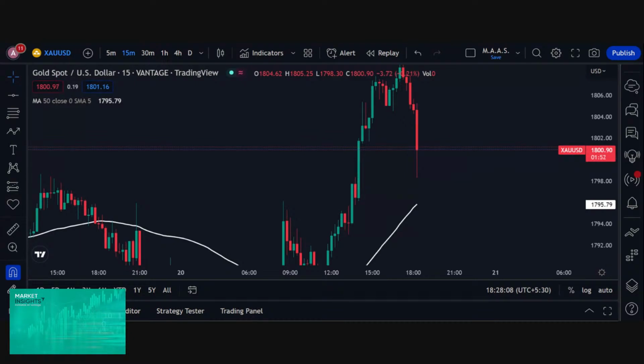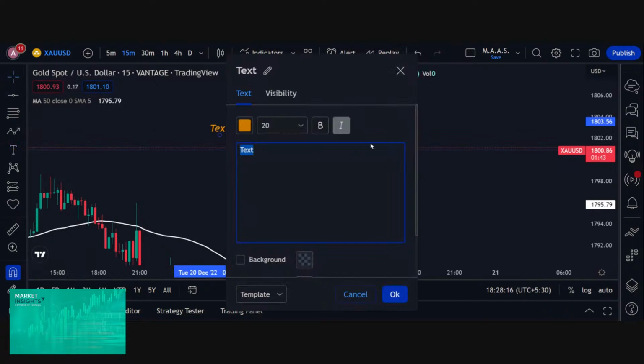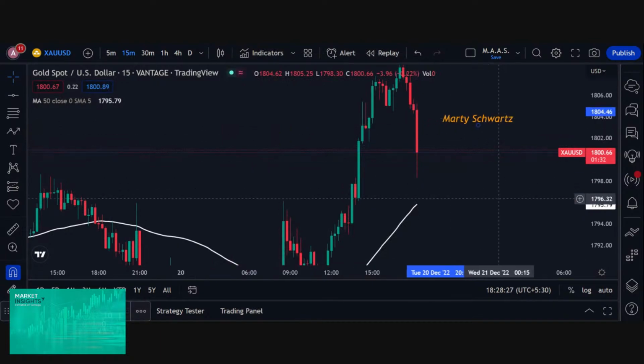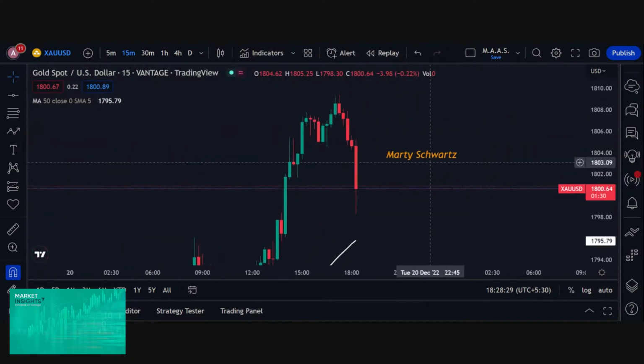There is a very outstanding person. If I'm not wrong, his name is Marty Schwartz. I was reading one of his articles. Marty Schwartz. Pardon me if the spelling is wrong or something like that. Marty Schwartz is a technical analyst. Okay, a technical analyst who lived in the past, okay.